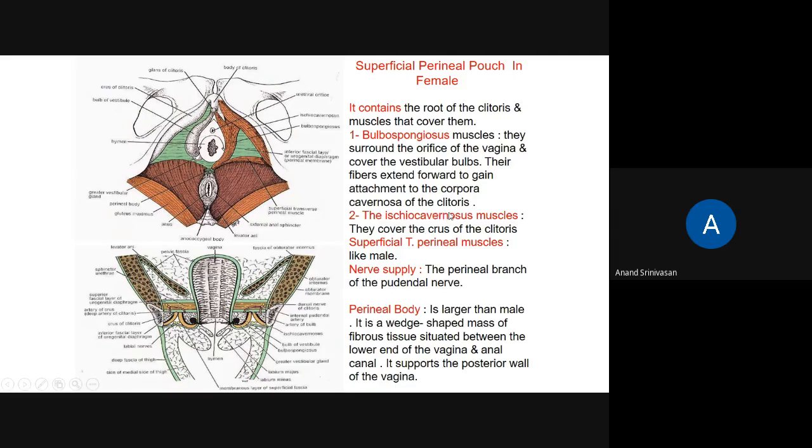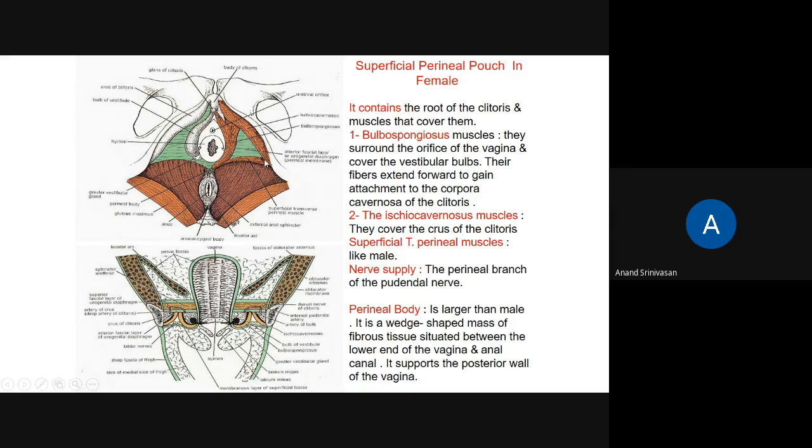The ischiocavernosus in males helps in the erection of the penis because when they contract, they impede the flow of blood and maintain the erection of the penis. Similarly, the ischiocavernosus in females helps in the erection of the clitoris as well. And the perineal body, which is located between the vestibule and the anal opening. So this is the place.